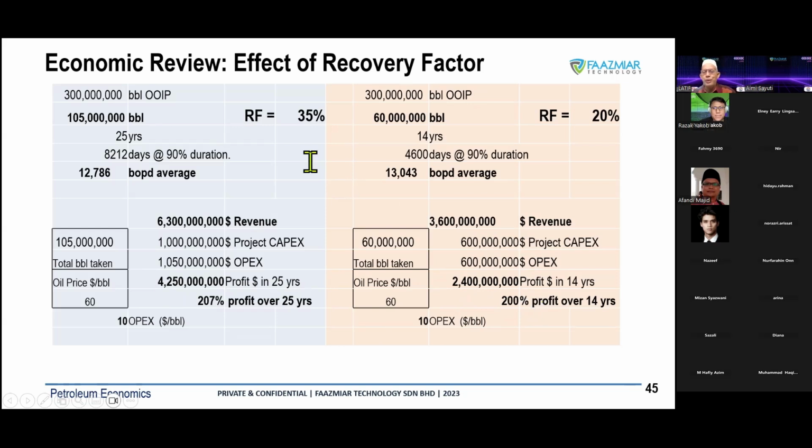So just to show you that the recovery factor might or might not have an impact, because if you organize a different concept of development to make it cheaper, you are going to have more or less the same profit. So it is about managing the CAPEX and OPEX. Okay.